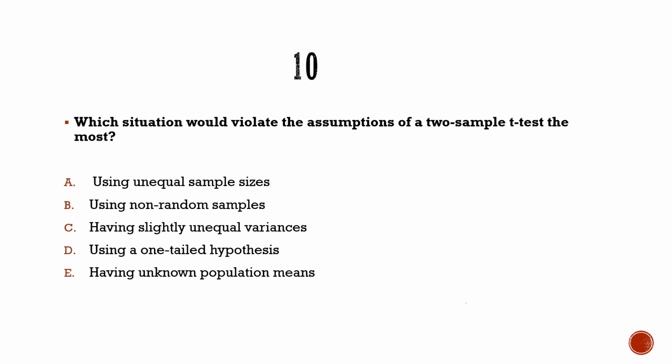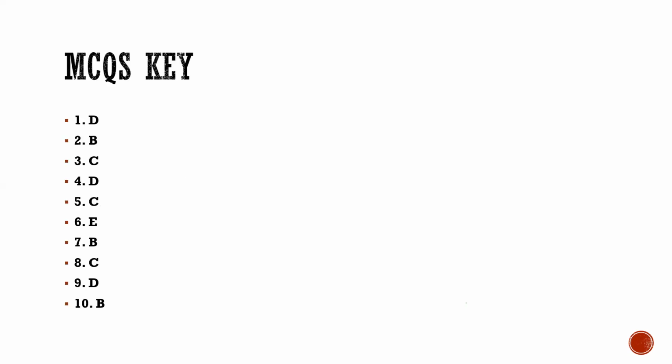The last MCQ is: which situation would violate the assumption of a two sample t-test the most? A, using unequal sample size. B, using non-random samples. C, having slightly unequal variances. D, using a one-tailed hypothesis. E, having unknown population means. The answer is B, non-random sample, because you will assume that the sample is normal or approximately normal distribution to apply a t-test. So this is the key to MCQs.